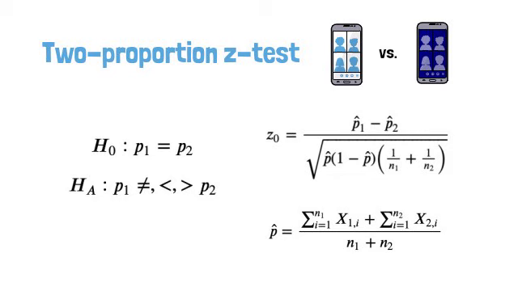Now, what if we want to compare more than two groups? Well, it turns out that z-tests for proportions are related to another type of test called chi-square tests, but we'll leave that for another video.